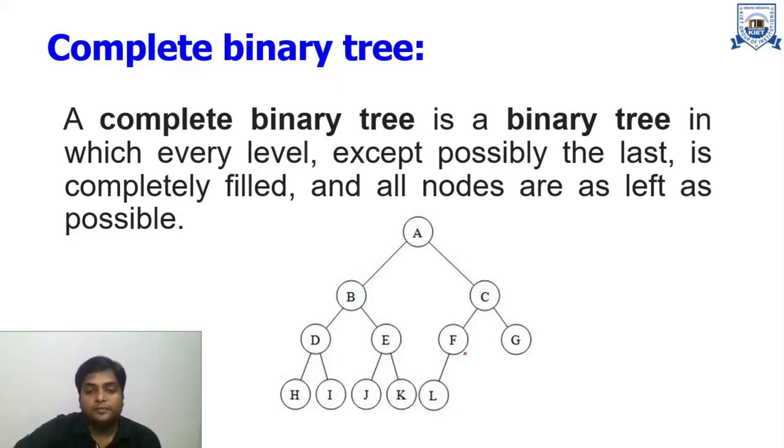Let's suppose L is not in this position. If L is not the left child of F, it violates the property that nodes are as left as possible, because L is the right child. So in a complete binary tree, each level is completely filled except the last level, and the nodes are as left as possible in the last level.